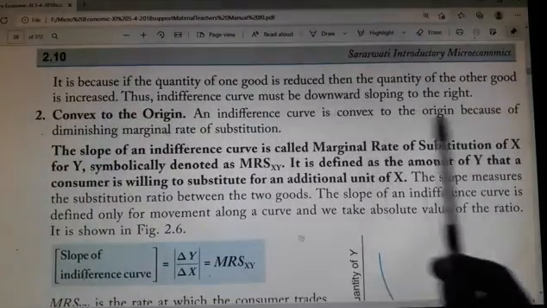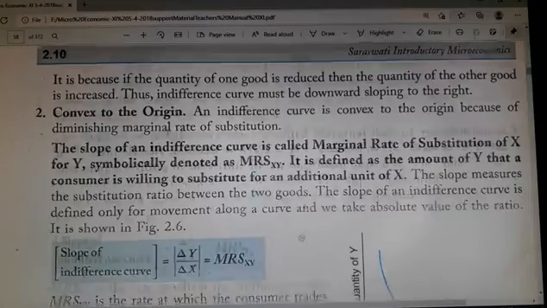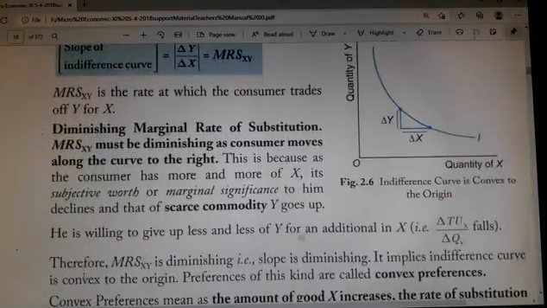Indifference curve is convex to the origin because of the diminishing marginal rate of substitution. We know what MRS is. We explained that in the last class, so there is no need for me to explain once again. If you want to know what MRS is, please refer to the previous video. Because of this diminishing marginal rate of substitution, it has a convex slope. The shape of an indifference curve is convex to the origin.